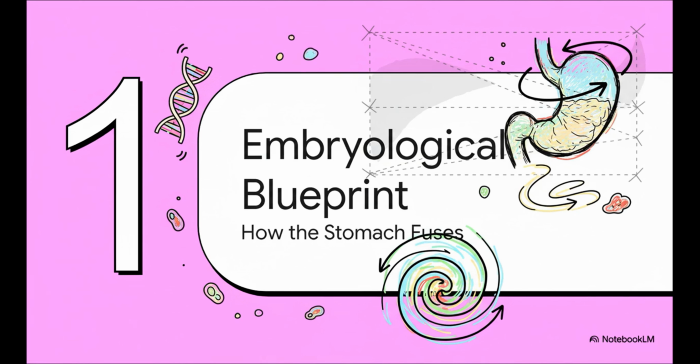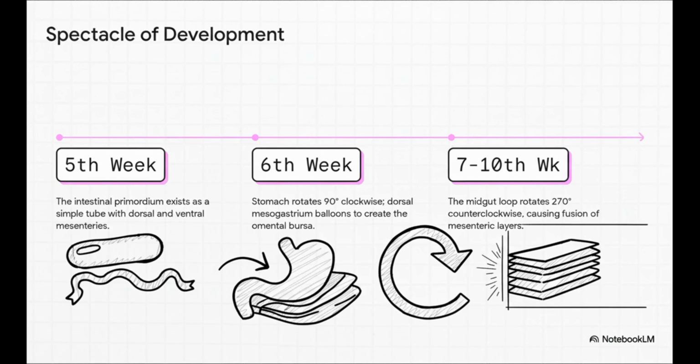All right, let's start right at the beginning. The complex three-dimensional structure we see in the OR is not just there by chance. It's actually the end result of two major rotational events in fetal life that literally create the very planes we dissect. Now, what's really fascinating here is how you have these two distinct rotations happening. You've got the stomach rotating clockwise, while the midgut rotates counterclockwise. And this forces what was once a simple flat sheet of mesentery to literally collide with itself and the posterior wall. That's what creates the complex, multi-layered omentum and the retroperitoneum we have to navigate.